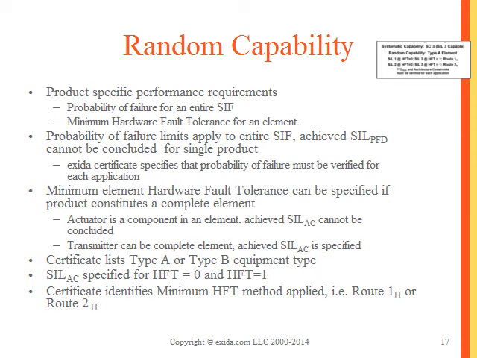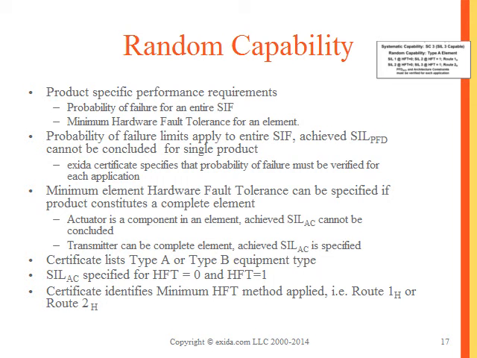So that's the difference between Route 1H and 2H. For 1H, think of safe failure fraction tables for Type A and Type B. For 2H, think of the quality of the failure rate information that you have, and based on that you have certain levels of redundancy requirements. So those are listed on the certificate.